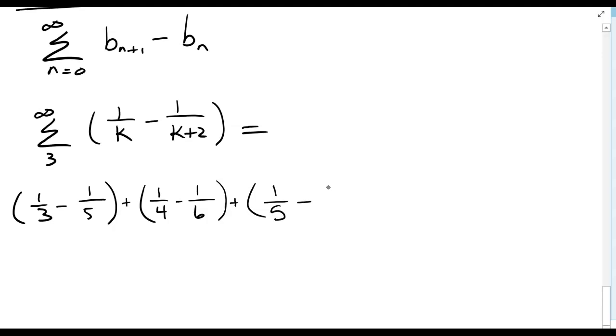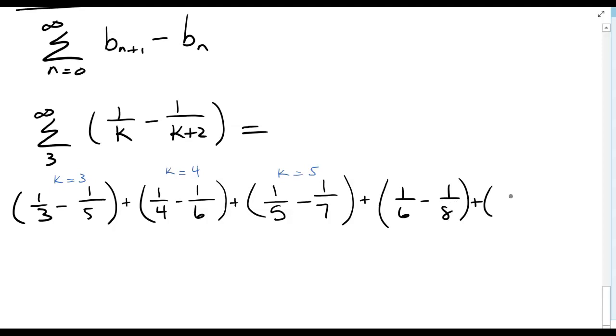And hopefully you'll start to see it. So let me help us out here. This was when k equaled 3, 4, 5. All right, so hopefully you're starting to see what's happening here. So we have 1/6 minus 1/8 plus 1/7 minus 1/9. I'm going to put some dots here. Let me finish what we have. This is k equaling 6, k equaling 7.